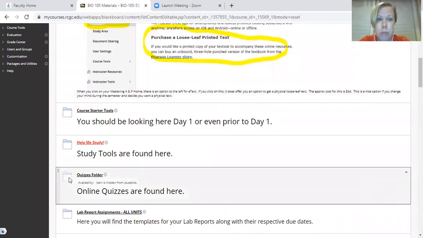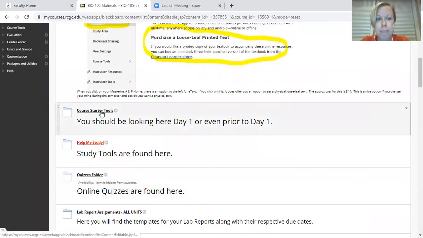Course starter tools. In here we have things that are important for you to look at on day one or prior to day one, including the syllabus, and we're going to go through that right now.